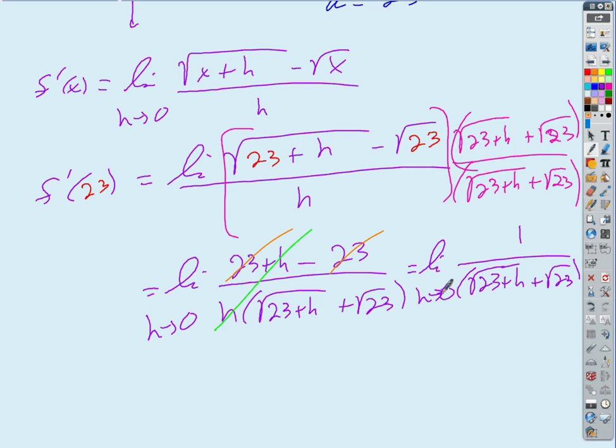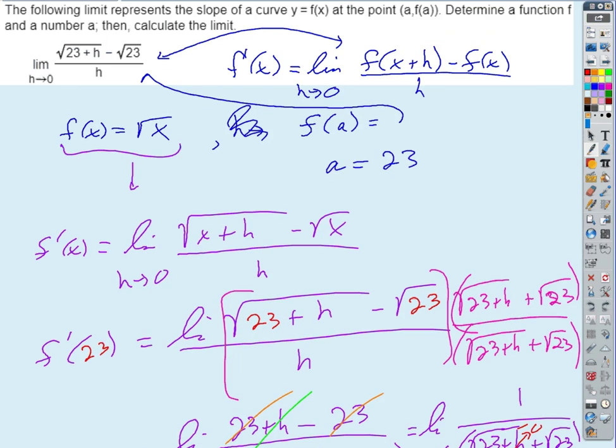And then if I take my limit as h goes to 0, I get 1 over the square root of 23 plus the square root of 23. Actually, that's just 2 square roots of 23. Right? Deal? Okay. But did we have to do all that stuff? No, they just want us to calculate the limit.